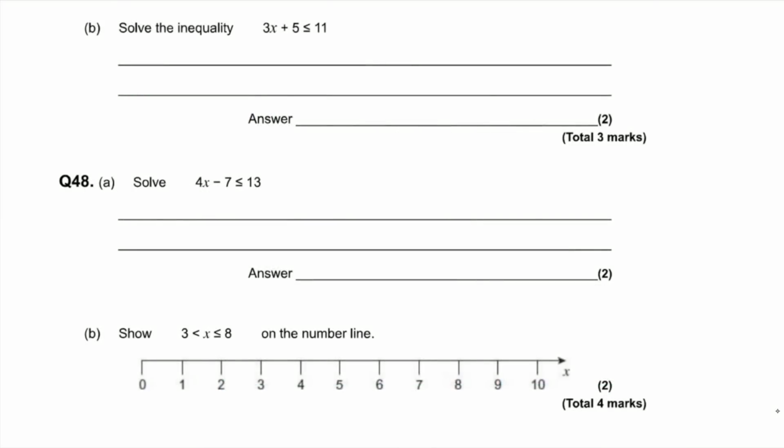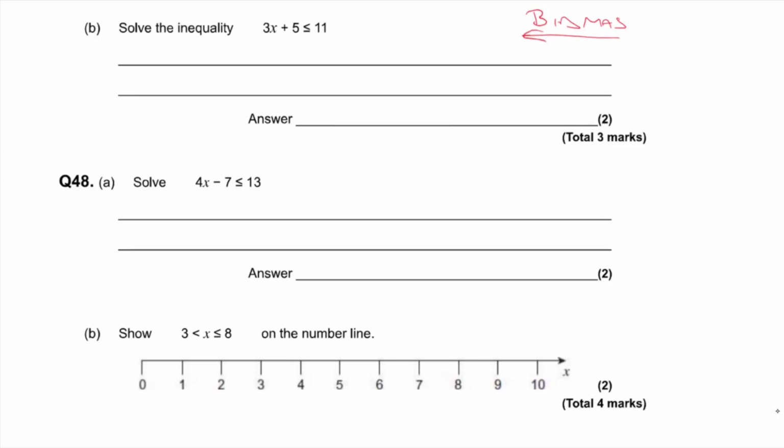Part B says solve the inequality 3x plus 5 is less than or equal to 11. Now we just did a whole bunch of solving equations earlier. This is just the same skill. The only difference is I've got an inequality in between them rather than an equation. Again, we're going to be using BIDMAS backwards to use these inverse operations to unwind the inequality and get us back to x.